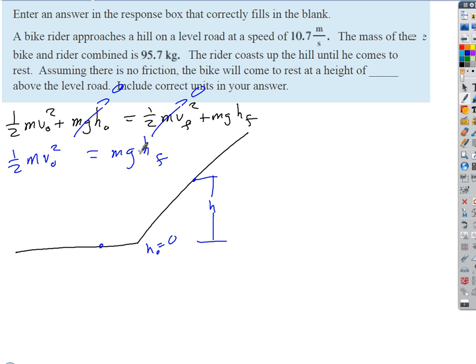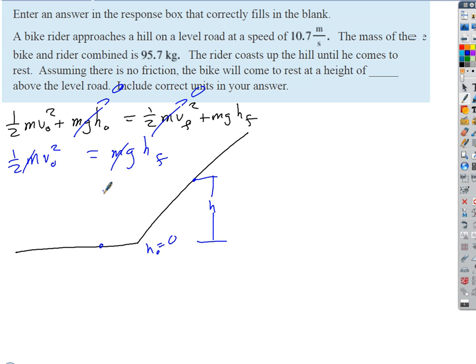So do I need the mass? No, it cancels. It should. Think about this. Should it matter if Elijah's doing this or teaching? It shouldn't make any difference. If you're riding the same bike and it has the same amount of friction, right? Assuming it's frictionless like this is, shouldn't make any difference. Everybody should be able to coast up that hill to the same height if you approach the hill with the same speed, right? That's what the physics gods tell us, because the mass cancels. If I divide each side by m, it goes away.